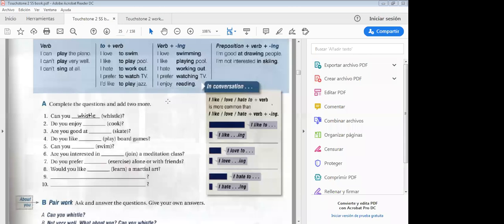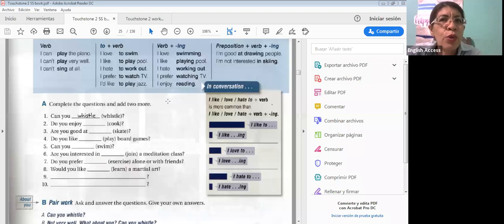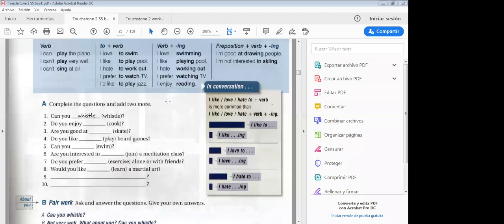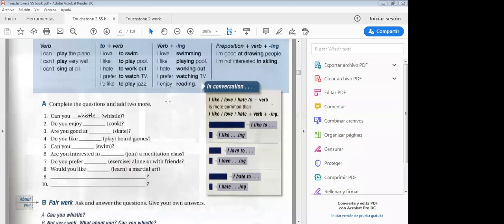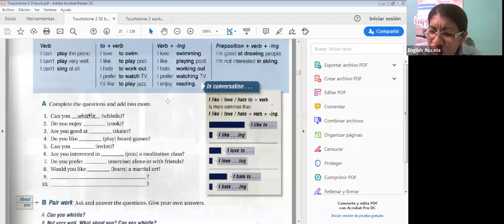Number 9, can you play soccer? Are you or do you? No, can you play soccer? And 10? Do you know? Are they good? Dancing? Are they good at dancing?